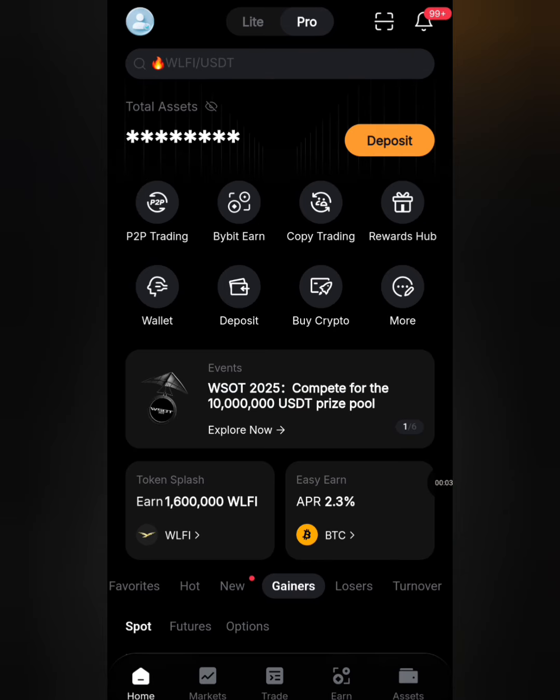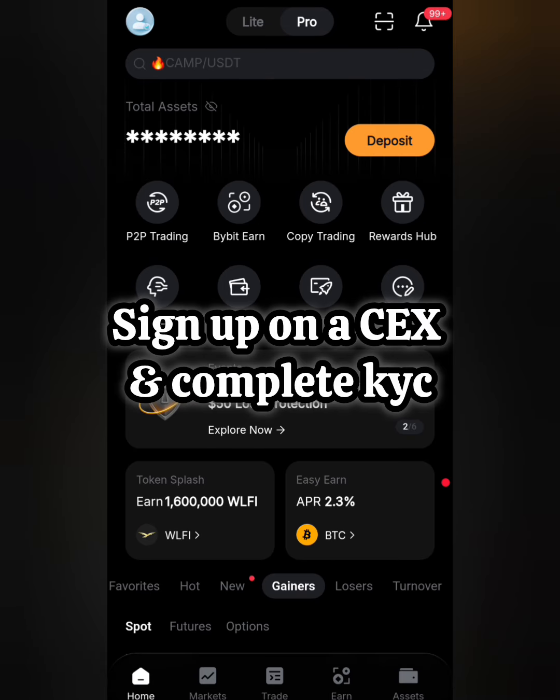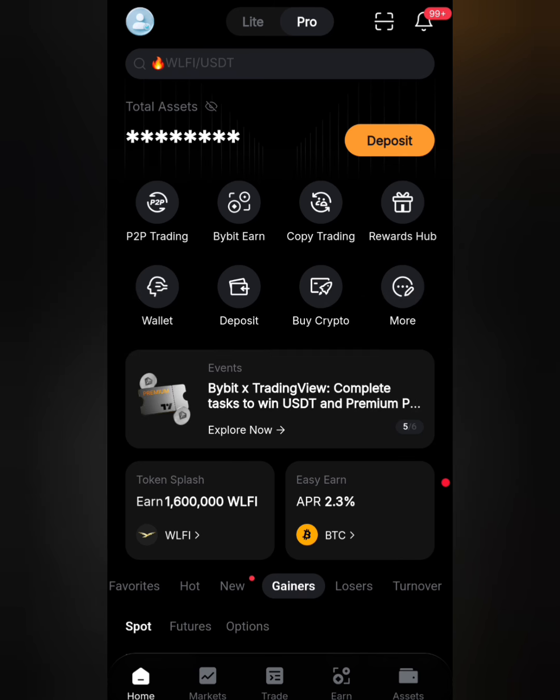Now to perform spot trading, the first thing you need to do is to sign up on a centralized crypto exchange like Bybit. Make sure you verify your account by performing the basic KYC, and after that you will fund it with some amount that you're going to be using to trade.